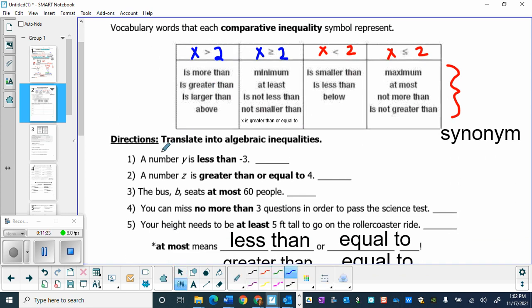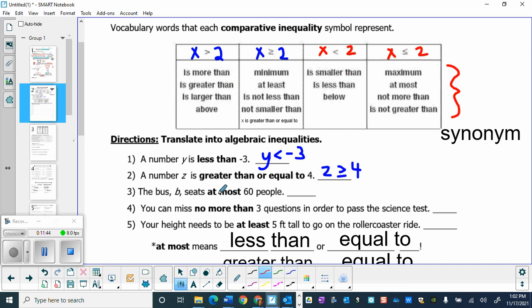So the first one we have is that a number y is less than negative 3. So y is less than negative 3. Done. A number z is greater than or equal to 4. So z is greater than or equal to 4.